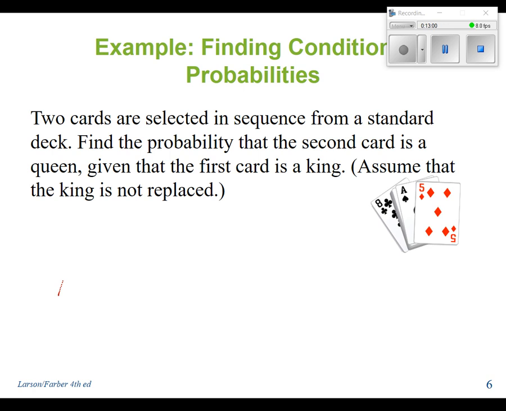Two cards are selected in sequence from a standard deck. Find the probability that the second card is a queen, given that the first card is a king. So it's going to look like this. We want the probability that we get a queen, given that we've already taken out one card and it was a king. This is a conditional probability. So we've already selected one card and it's laying here on the desk, and it's a king. What's the probability that we draw a queen?